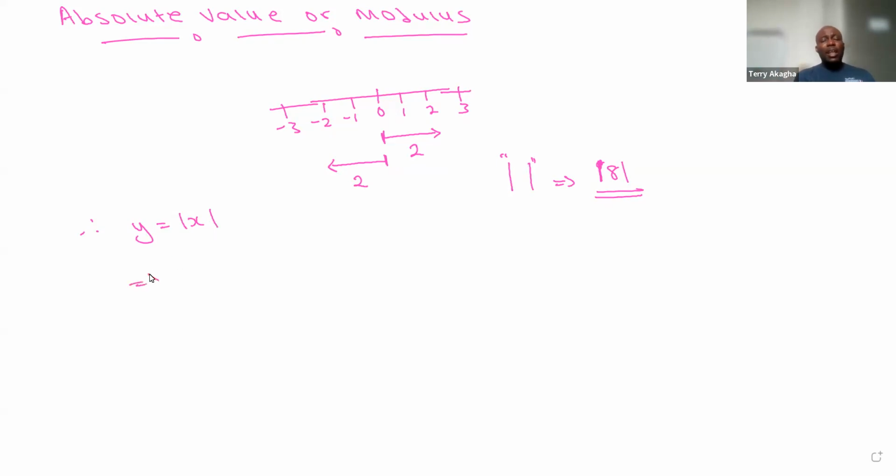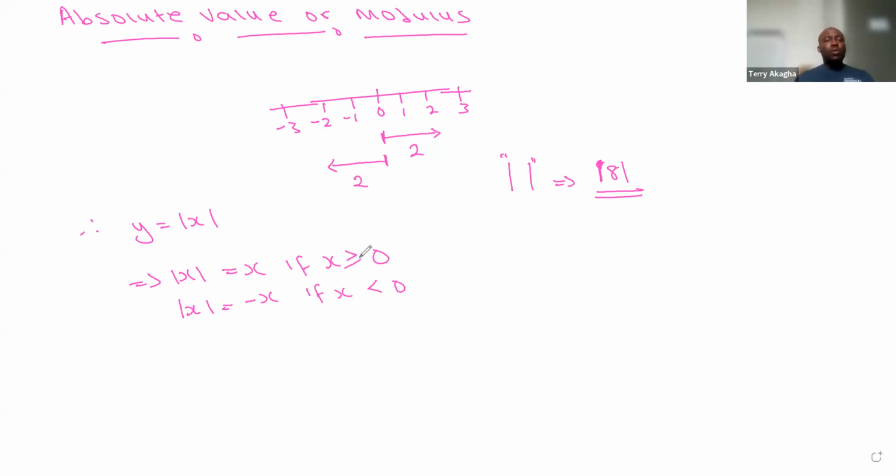That means that the absolute value of x is equal to x if x is greater than or equal to 0. Or you can also say the absolute value of x is equal to minus x if x is less than 0. So when we're talking about absolute values, we are referring to values that are greater than or equal to 0, or less than 0.